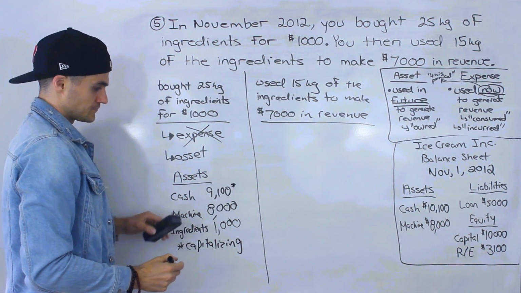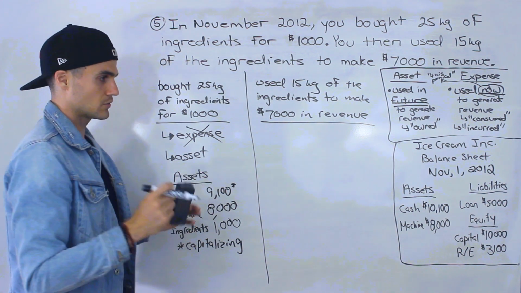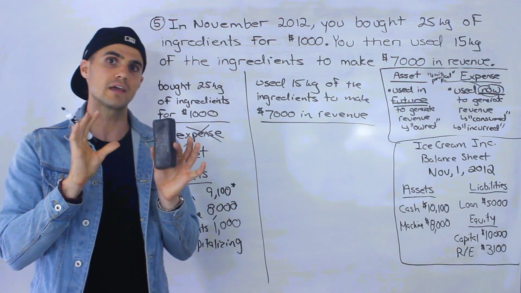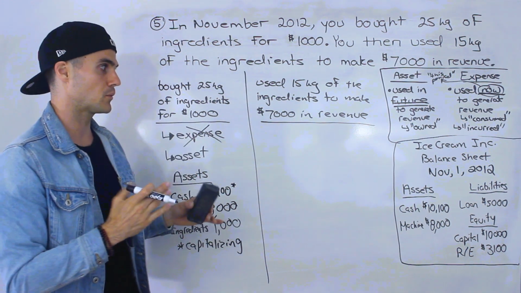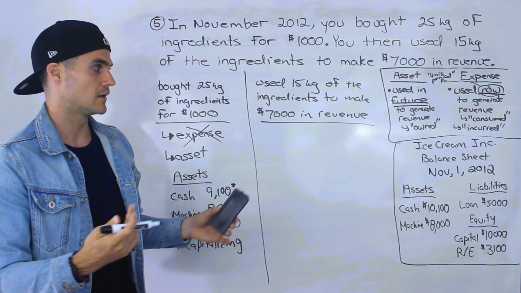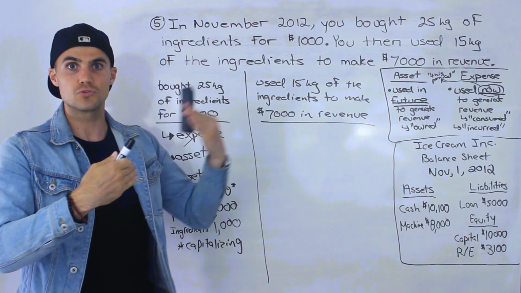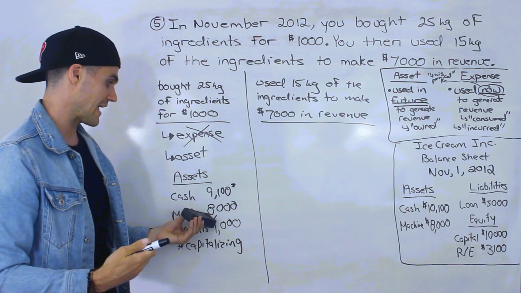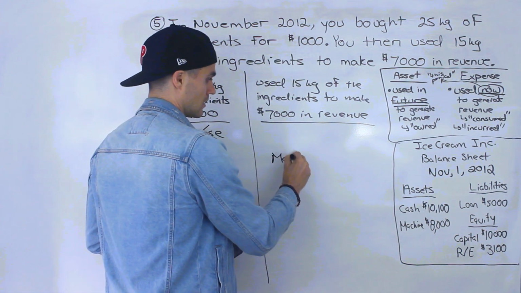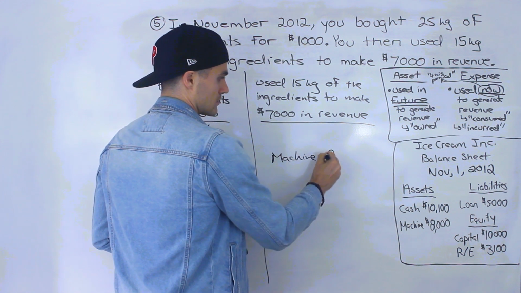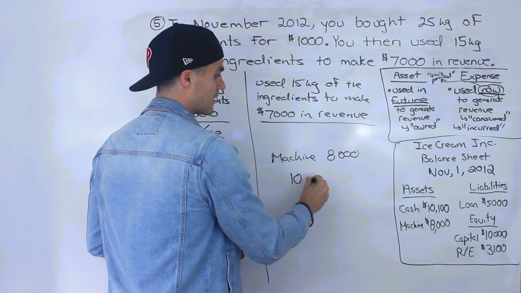The machine is actually a combination of both. Notice that when we initially bought the machine for this $8,000, it wasn't being used yet. It's going to be used in the future, and so it became an asset. And let's say that we have this $8,000 asset, and let's say that it's going to be used for 10 months.